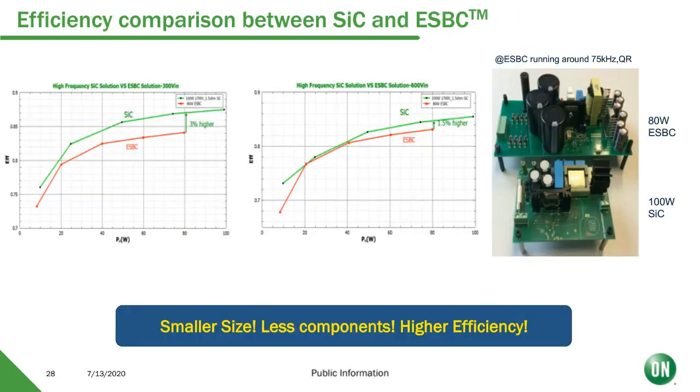If we look at just the efficiency curves of these two different solutions, comparing a 300 volt DC bus to a 600 volt DC bus, you see at the 300 volt bus, a silicon carbide implementation is about 3% higher. If you move to 600 volts, that decreases a little bit to about 1.5% higher, but still a significant increase in efficiency. So silicon carbide really allows us to have smaller size power supplies using fewer components, and ultimately providing a higher efficiency.